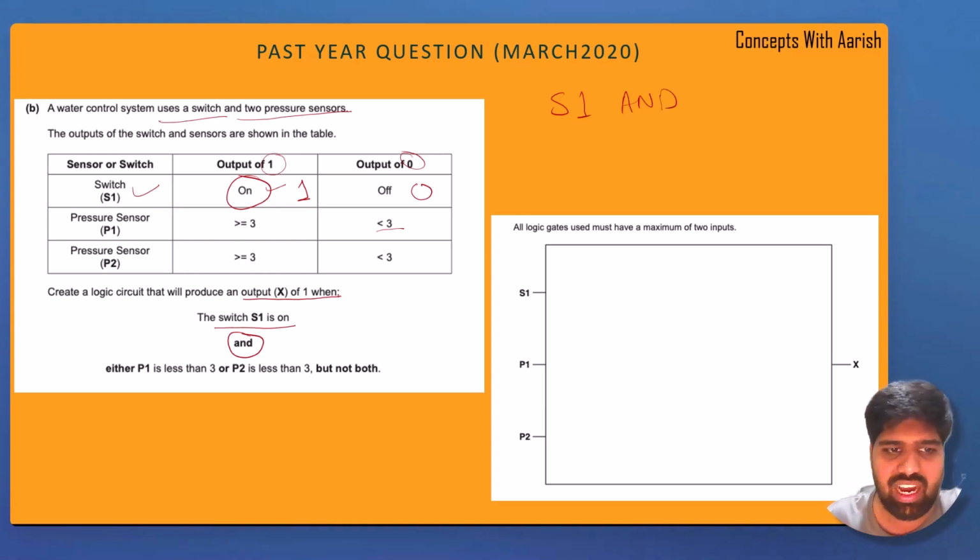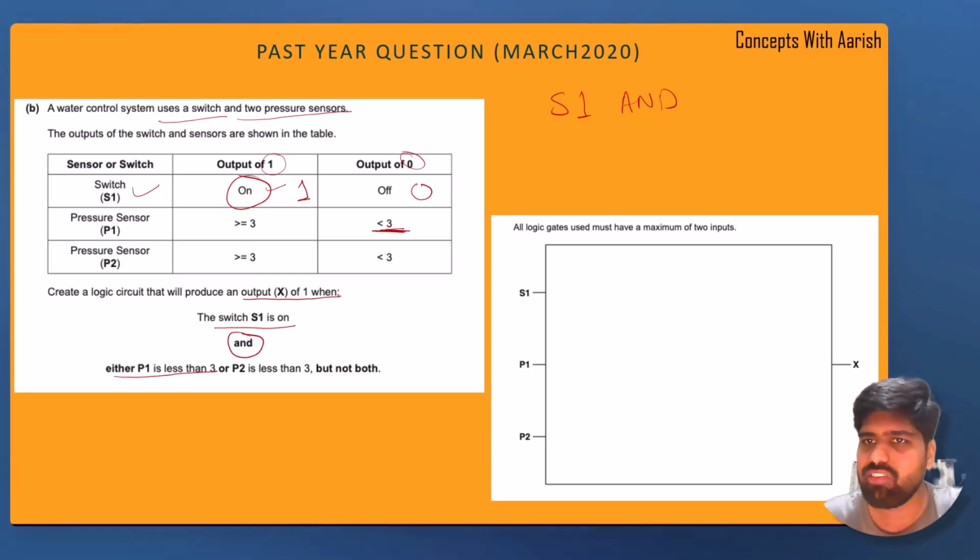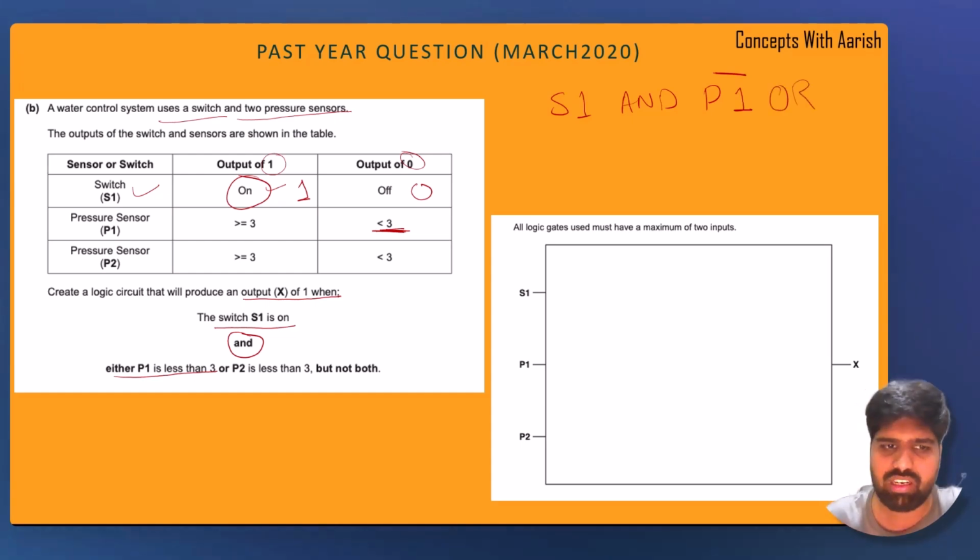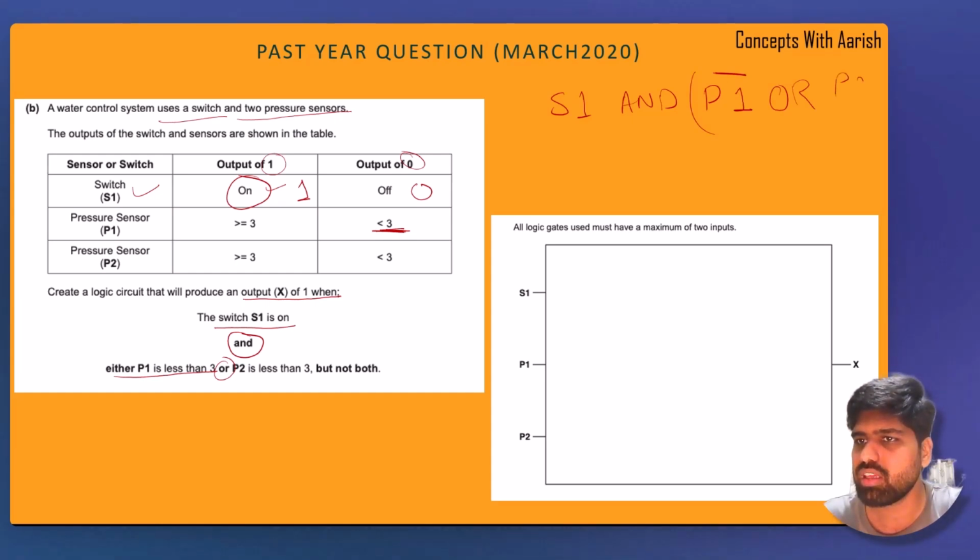and they say either P1 is less than 3. Less than 3 is given as 0, so I will write P1 with a bar on the top. We learned that previously: if it's a 0, then you have to negate it. Then OR, it's clearly given over here, or P2 is less than 3 but not both. P2 is also less than 3, and you can see it's also producing 0, so we will negate it as well, and that's the expression that you can make out of it.